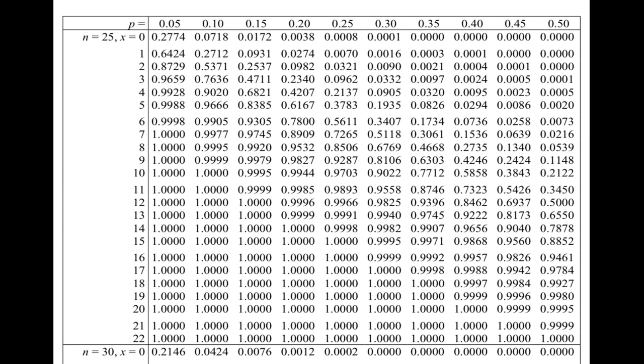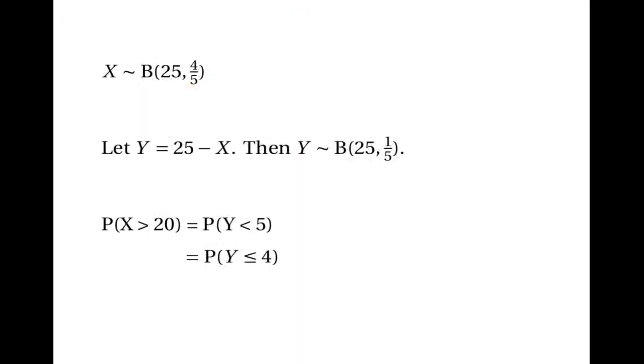We find the table where n is 25. We look for the column that's headed by 0.2, because 0.2 is 1/5, and we follow along the line from 4 to get 0.4207. And that's the answer to our question. The probability of getting more than 20 successes is 0.4207.